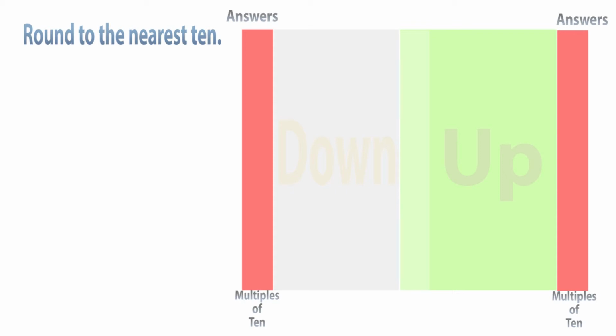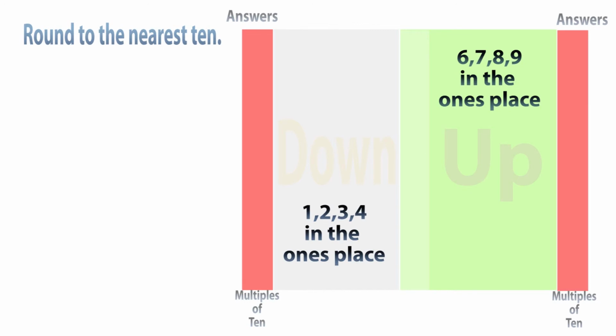As you can see, the numbers on the left side of the chart round down, and on the right side of the chart round up. The numbers on the left side of the chart all have a 1, 2, 3, or 4 in the ones place. The numbers on the right side of the chart have a 6, 7, 8, or 9 in the ones place. And the numbers that have a 5 in the ones place are directly in the middle. They're neither on the left or the right side of the chart. However, they round up to the larger multiple of 10.